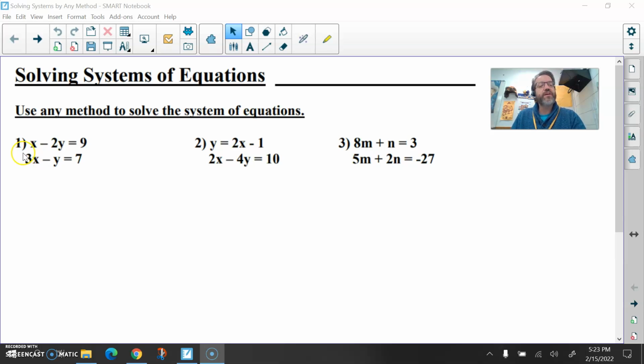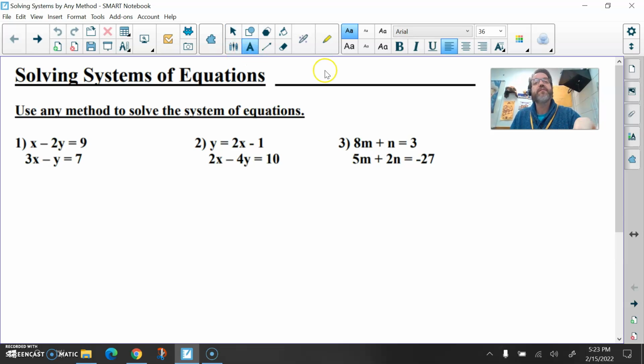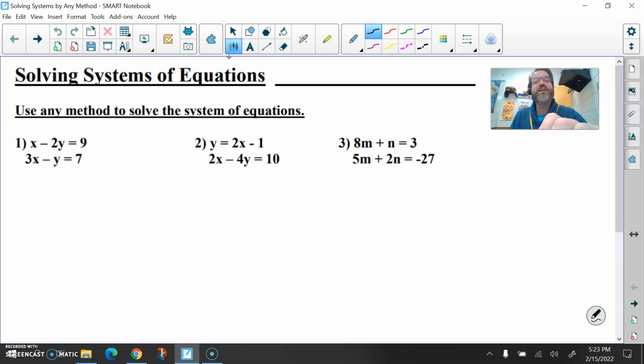What I can do is if I take this second equation here, I've got to get myself a pen here. Let's see here. It's been a while since I've done this. I haven't made a video since last year.